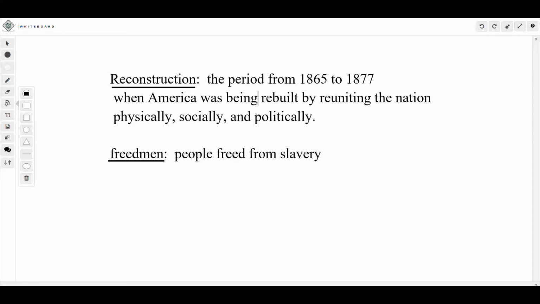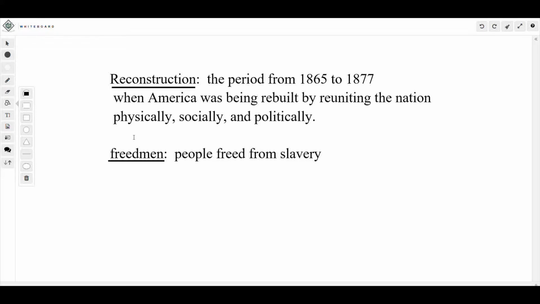These three words are pretty important, and you may or may not understand these words, but physically means obviously they had to clean the mess up, rebuild buildings and that kind of stuff. Socially, it means people to people. They were trying to fix how people were feeling. Politically means the government. And then freedmen were people freed from slavery. So go ahead and put that in there. Now there is a third word, industry.